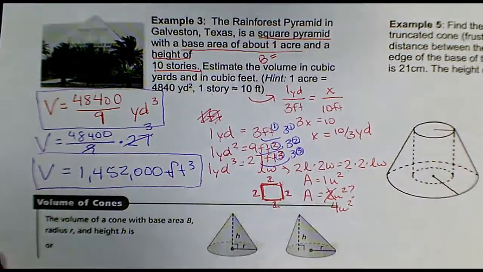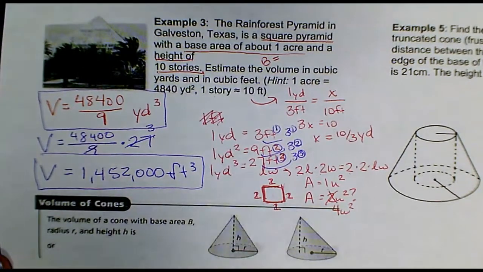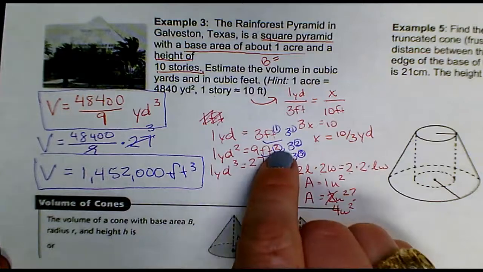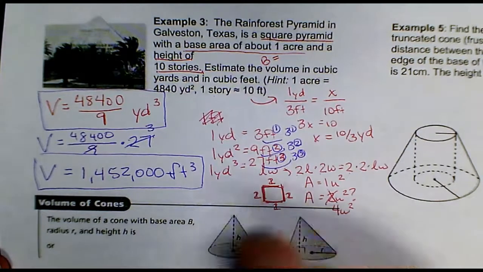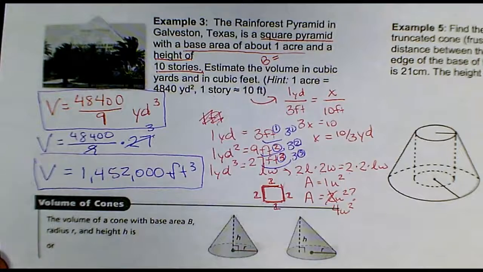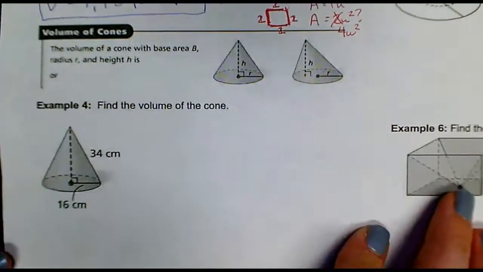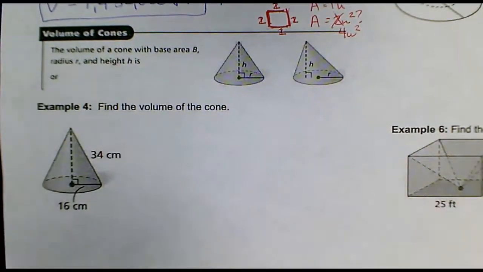So it's important to take away from this problem not so much what the answer is, but the fact that whenever you are converting volume or area, you're not just multiplying or dividing by the scale factor. You've got to either square the scale factor or cube the scale factor, whether you're using area or volume. So let's move on to the volume of a cone. We've got a few more problems.